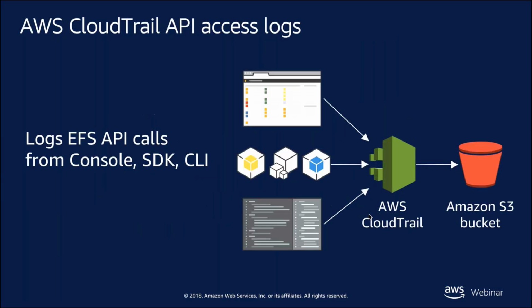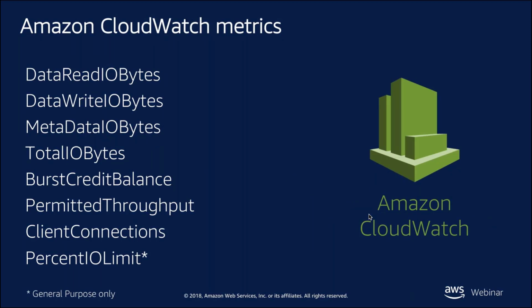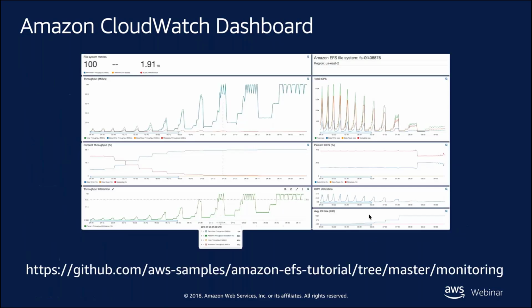So in terms of CloudTrail, all of the API calls that you issue either through the management console, the SDKs, or the CLI are logged and recorded in CloudTrail, and that's going to be available in the S3 bucket that's associated with CloudTrail. These are the 8 CloudWatch metrics available to each file system. We're able to see how your application is driving the file system. So we recommend that you monitor those as well. I did write a CloudFormation template that creates a CloudWatch dashboard for an EFS file system.